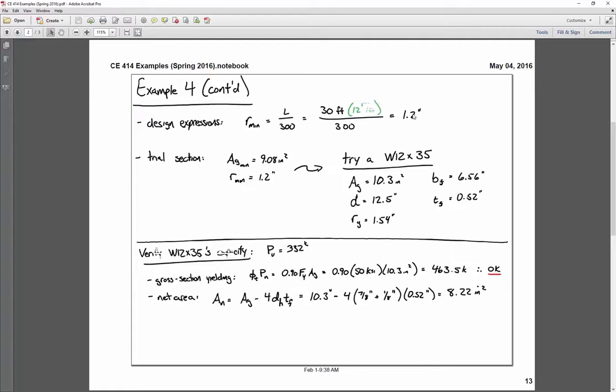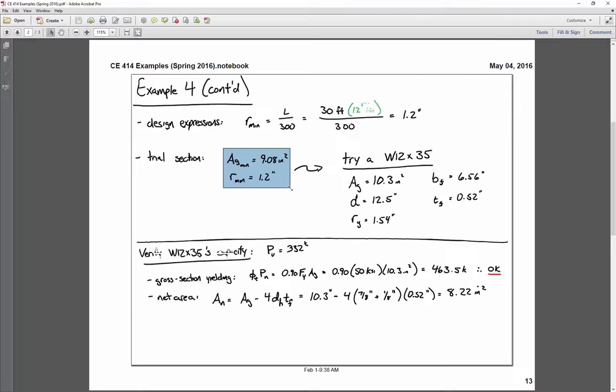We can calculate a similar design expression for a radius of gyration. So r min is L over 300. Now the member's 30 foot long, but the big thing is you have to convert that. So we have to adjust that and turn it into 360 inches, 12 inches per foot. We have to include that. So plug and chug, and we get a radius of gyration of 1.2 inches. So that means that when we select a member, we have two requirements that we're selecting based off of.